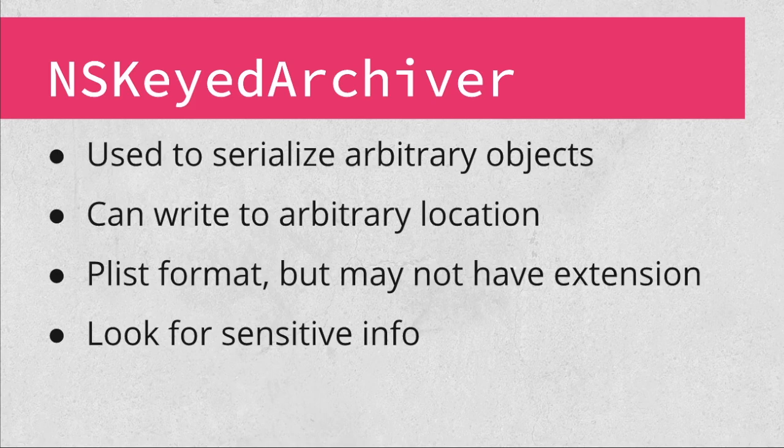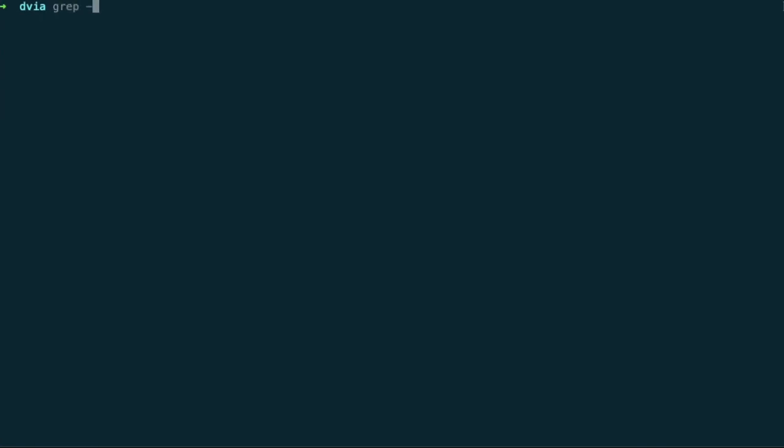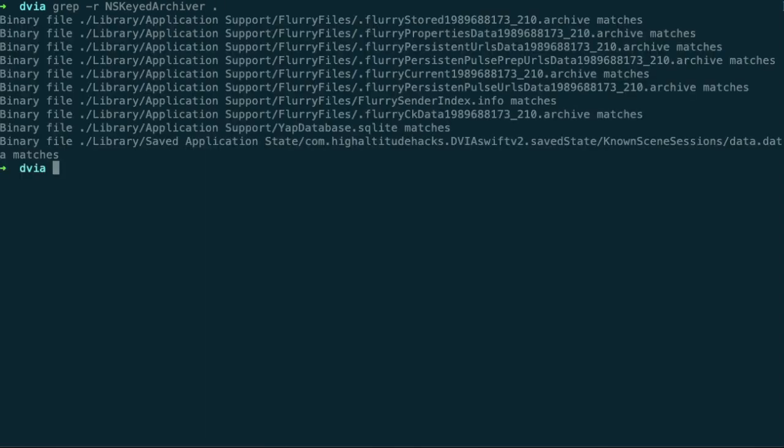The values in the file may be further encoded in base64 or ASCII hex, or may even be in a binary plist format, so it can be easy to miss contents that are sensitive. Let's take a look at what an NSKeyedArchiver file looks like and how to decode it. If we look for the string NSKeyedArchiver in the data directory, there are a number of files that match. It is a popular serialization format.